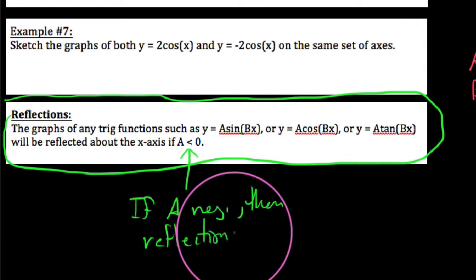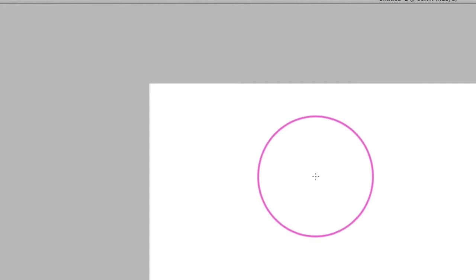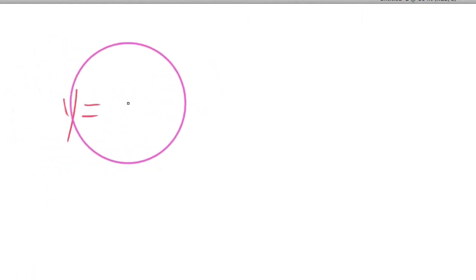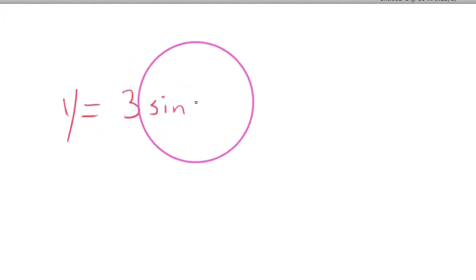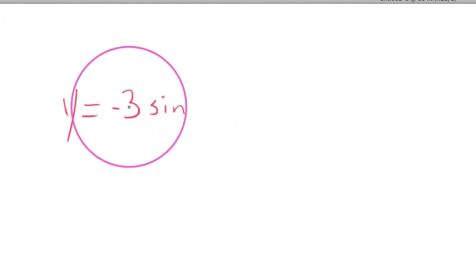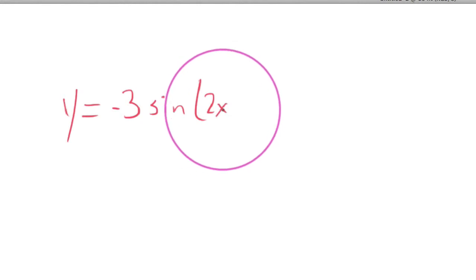Okay, so if this is the case, we could sketch one here. We could sketch a couple if we need to, but I think one should be sufficient, and we'll end this video here. But let me make something up. How about the graph of y equals negative 3 sine of 2x?